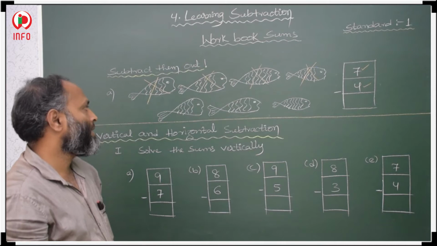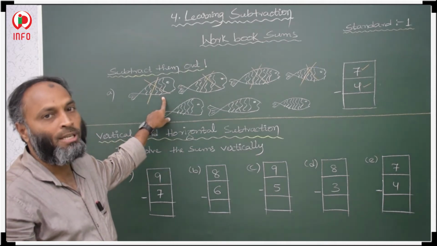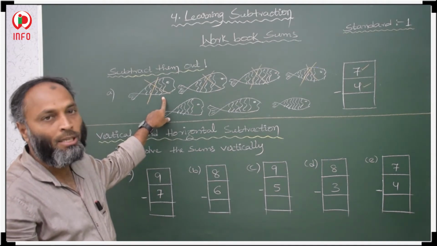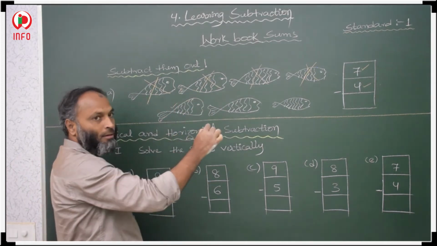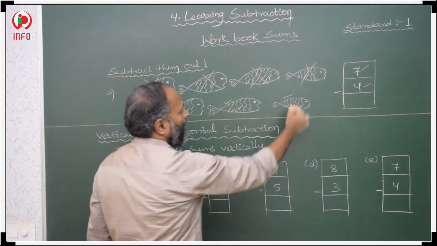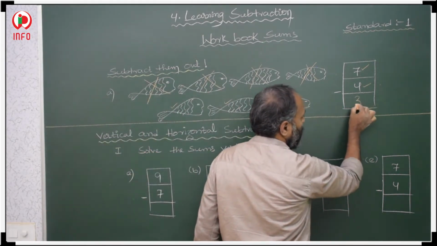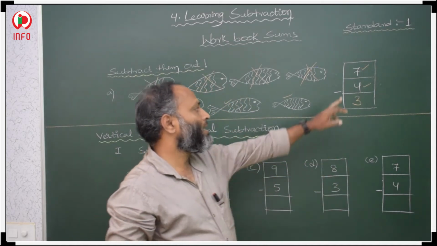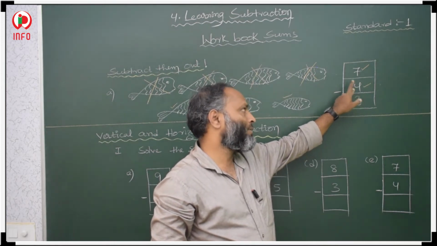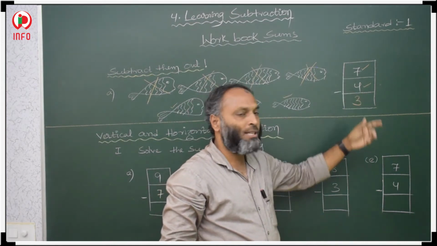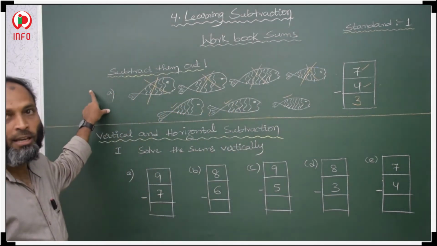Then how many fishes are left after eliminating these 4 fishes? After subtracting these 4 fishes from 7 fishes, how many fishes are left here? 1, 2 and 3. 3 fishes left. That is our answer, 3. It means if we subtract 4 fishes from 7 fishes, then 3 fishes were left.